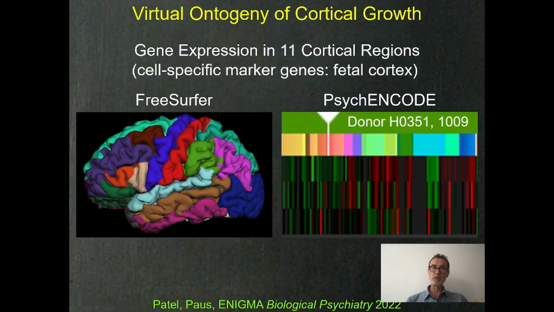Now, if we want to use again the gene expression trick to get at the neurobiology, we need to use a different type of genes, and for that we use cell-specific marker genes for which we have values of gene expression from roughly mid-gestation fetal cortex. And that's available only in 11 cortical regions rather than, as I showed with virtual histology, in 34 regions.